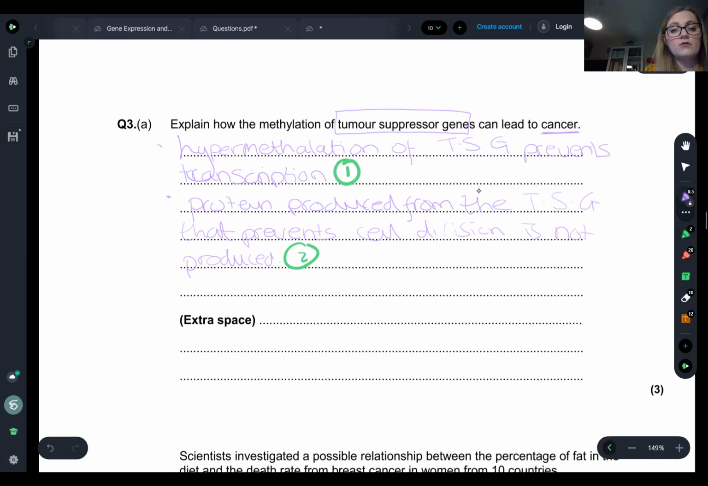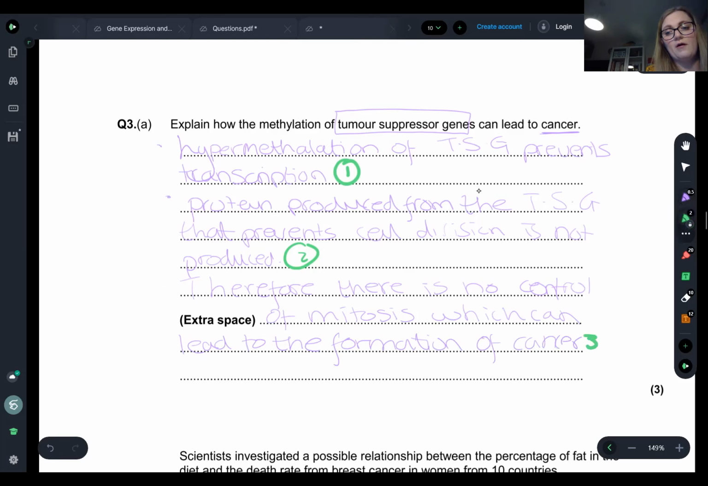Therefore, there is no control of mitosis. No control of mitosis, which can lead to the formation of cancer. And that will get you your 3rd mark.